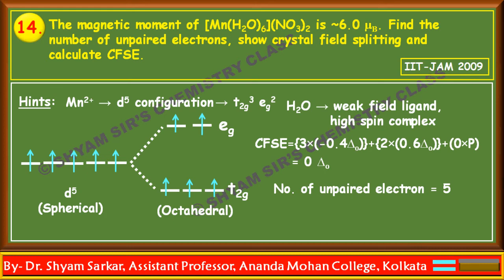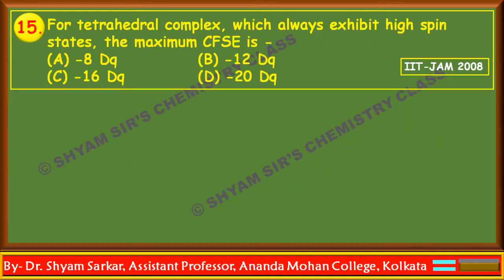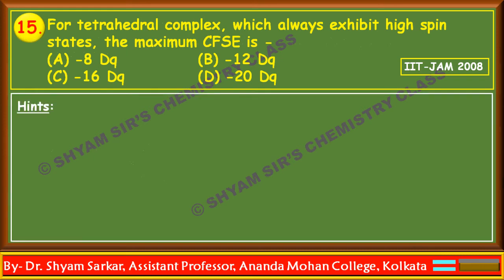Okay, let's see the next question. The tetrahedral complexes which always exhibit high spin state and the maximum CFSE is. We know that for tetrahedral complexes, either d2 electronic configuration or d7 electronic configuration will show the maximum CFSE. So you can calculate in both ways, either for d2 or d7. It will be the same.